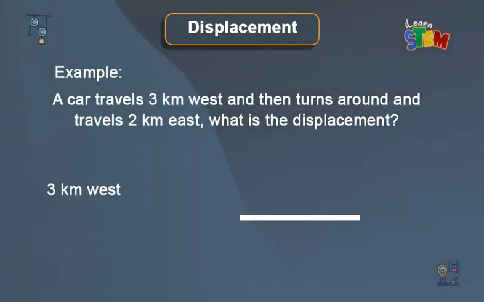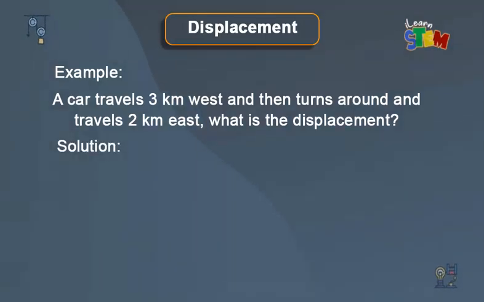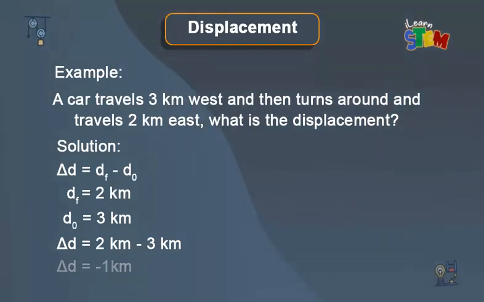A car travels 3 kilometers west, and then turns around and travels 2 kilometers east. What is the displacement? To solve this problem, we will first of all decide which direction is positive and negative. Let east be positive, and west be negative. Remember, displacement equals final position minus initial position. Our final position is 2 km east, while our initial position is 3 km west. So, our displacement is 2 km minus 3 km, which will give us minus 1 km as our answer, or we can say 1 km west, because west is our negative direction.